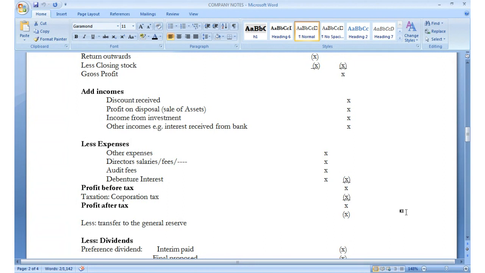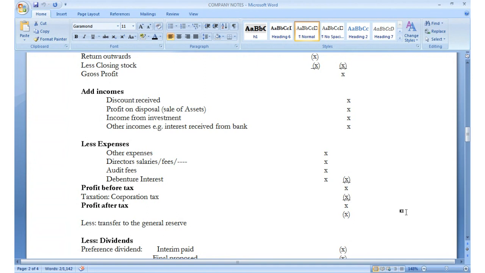We will need to do some construction. We keep money aside for that purpose. So that's what we refer to as transfer to general reserve. So we are just transferring part of that profit after tax to a fund or a reserve we refer to as general reserve. So to transfer to general reserve, we subtract.